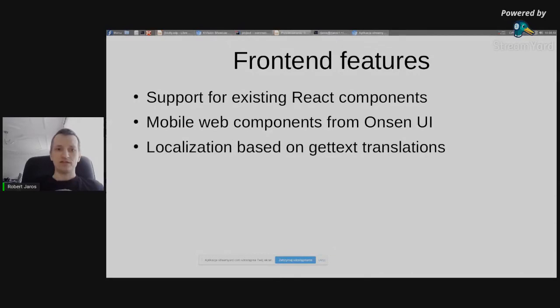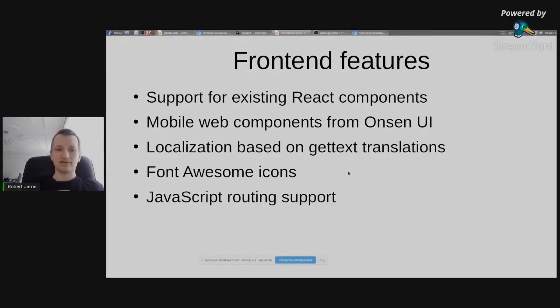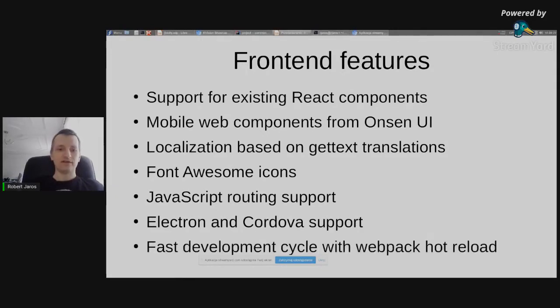KVision supports localization based on gettext translations. It's very useful. gettext is a standard for application translations. There are also things like Font Awesome icons, JavaScript routing. KVision allows you to build applications for Electron and Cordova platforms. And finally, a very important thing for us developers is full support for Webpack hot reload, which gives us a very fast development cycle.